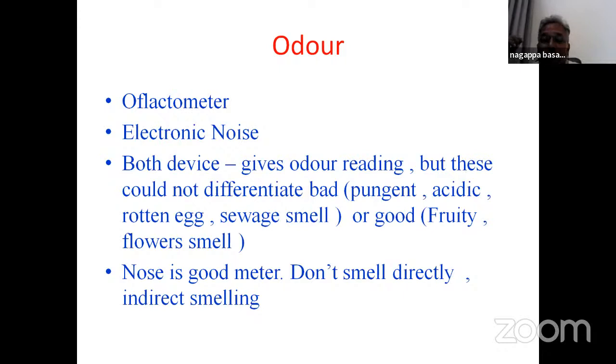The odor of the sample may be pungent, acidic, rotten, or a severe smell like this. A good smell, like a fruity or flower smell, gives the same values as a bad smell.